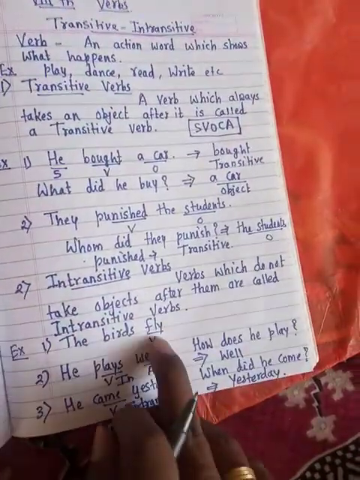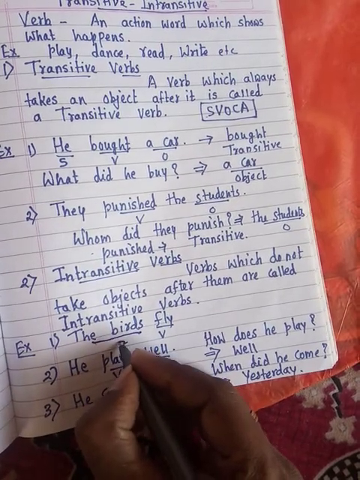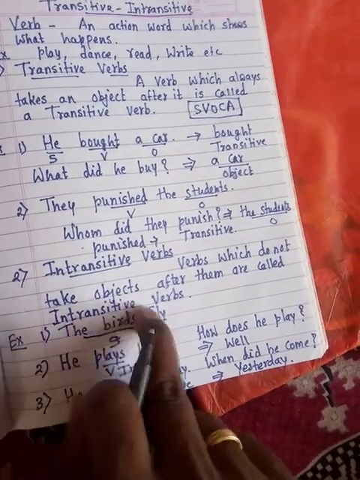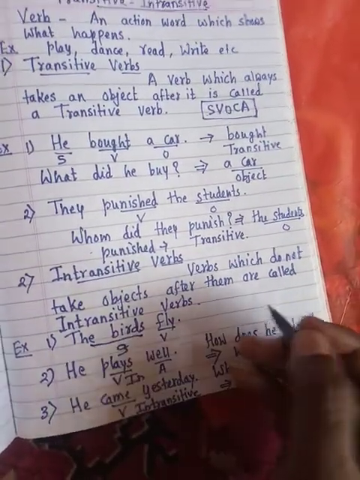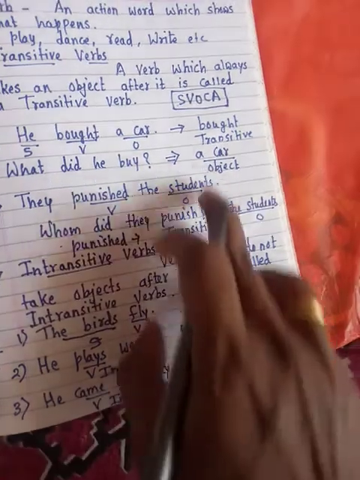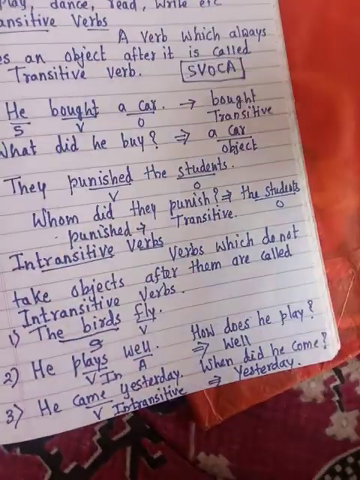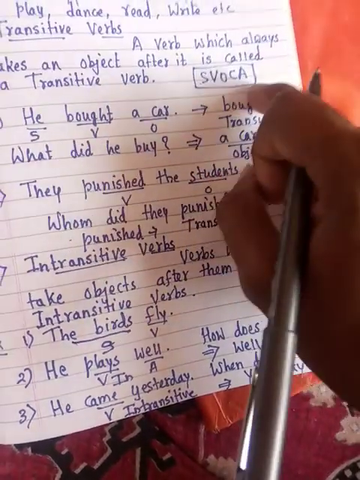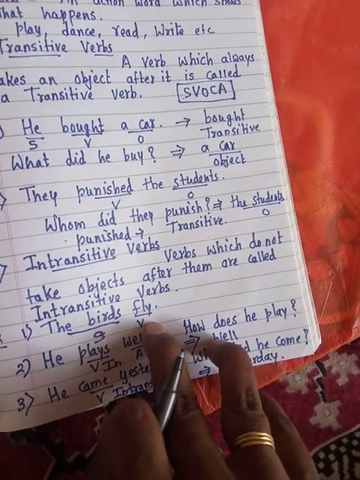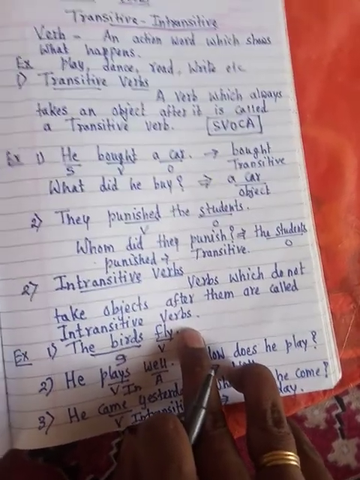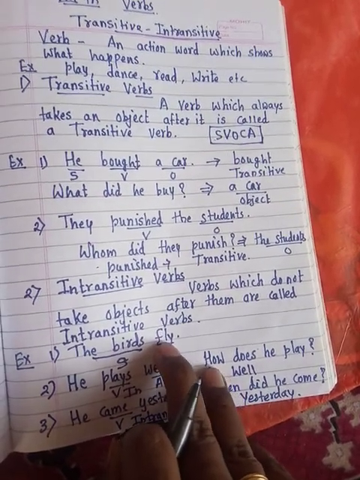Now see here, the birds fly. Now birds is the subject here. Then what is the verb? Fly. The birds fly. Now only two parts are there, subject and verb. Subject verb, this is the pattern. Now there is nothing after the verb, means no object, so that means fly is an intransitive verb, because there is nothing after the verb. Then that verb is definitely an intransitive verb.